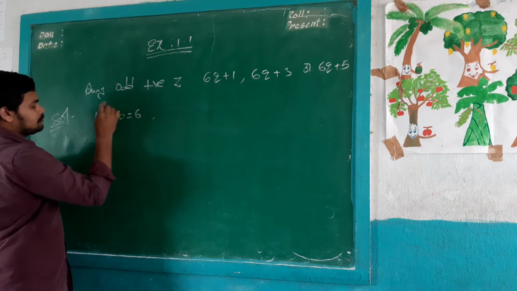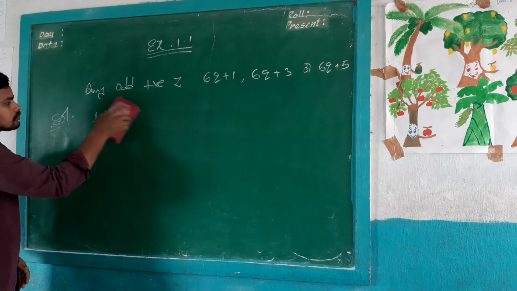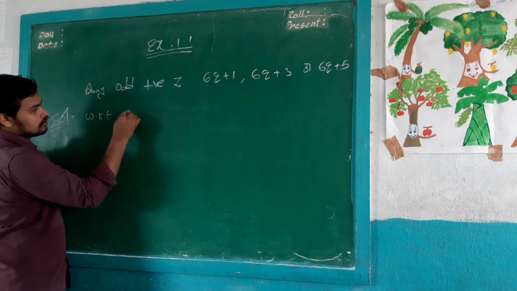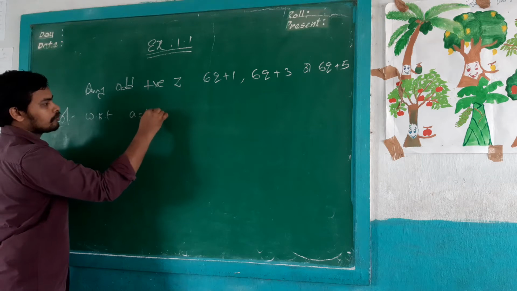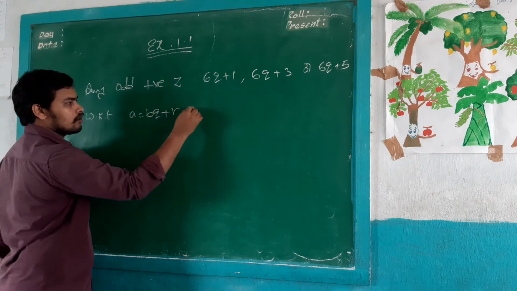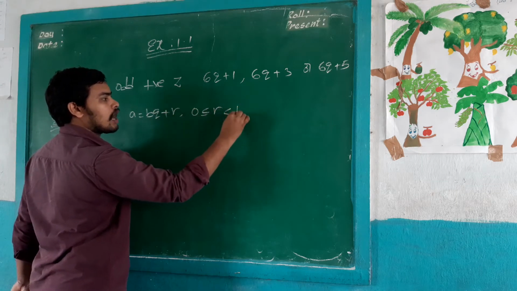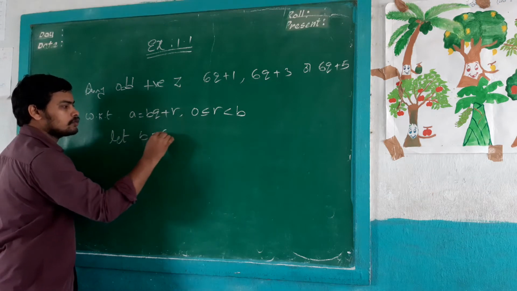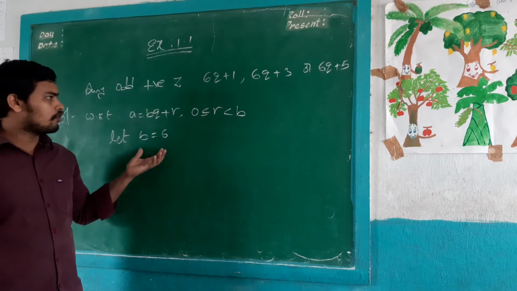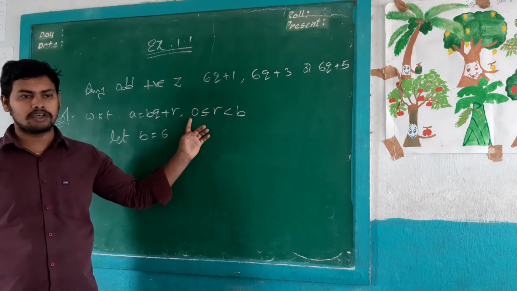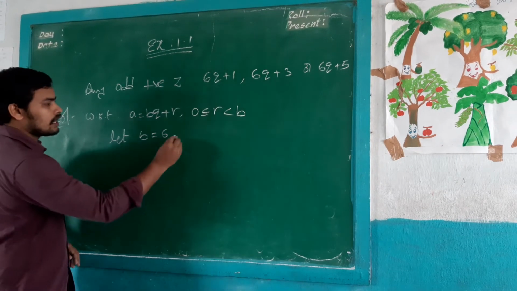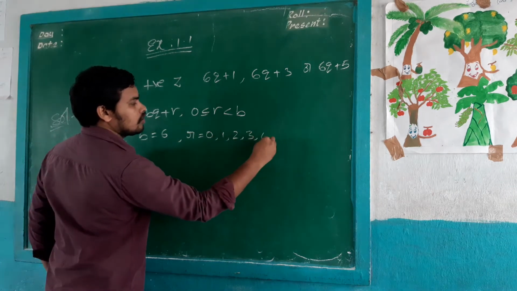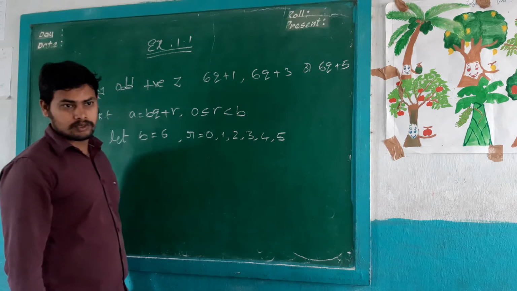We know that A equal to BQ plus R, where 0 less than or equal to R less than B. Let B equal to 6. Whenever the B value is 6, the R value lies between 0 and 6. So R equal to 0, 1, 2, 3, 4, 5.